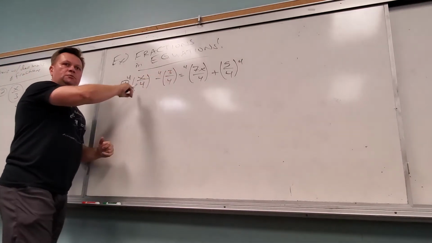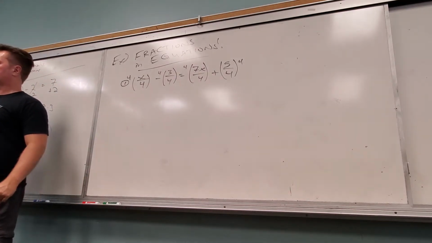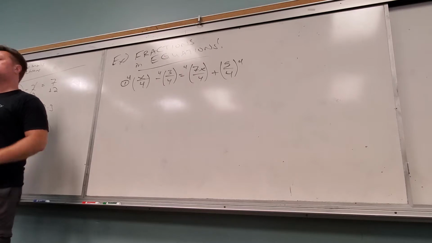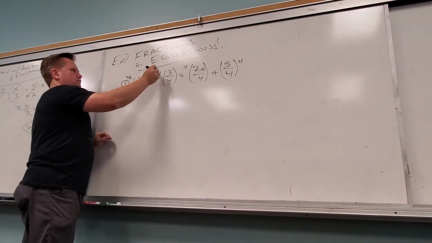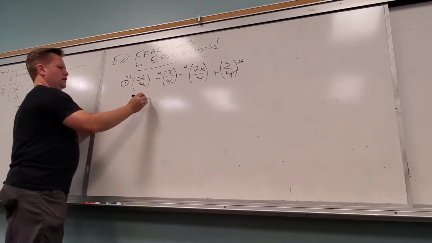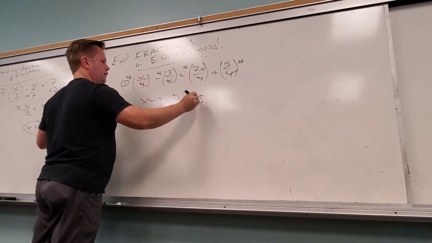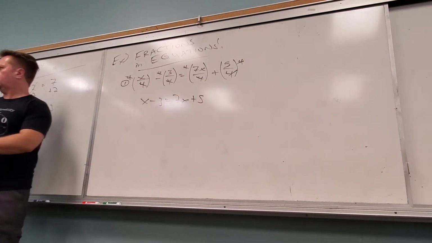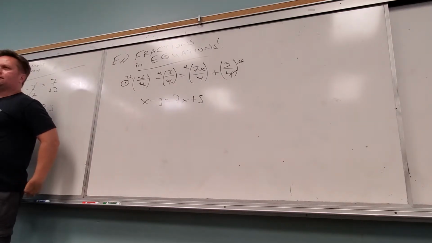I am totally allowed to multiply both sides of an equation by anything I want to, and it stays true. So the 4's cancel. And what are you left with? x minus 3 equals 7x plus 5.